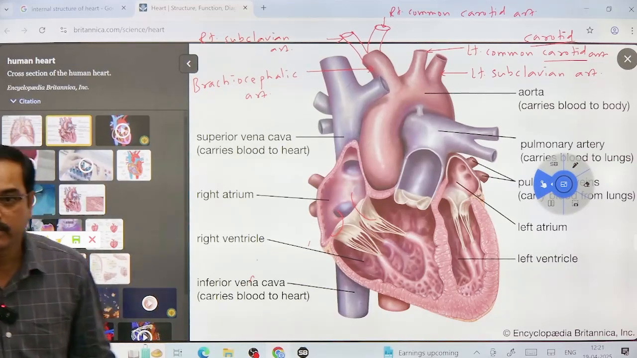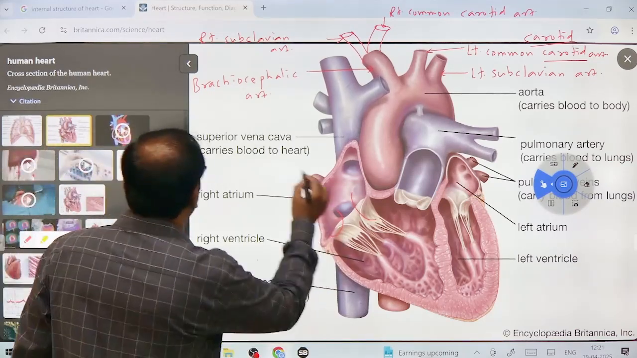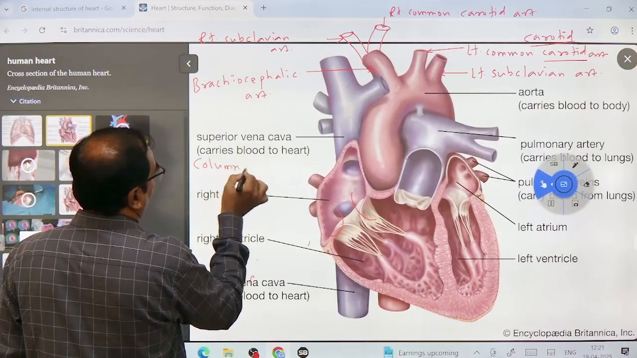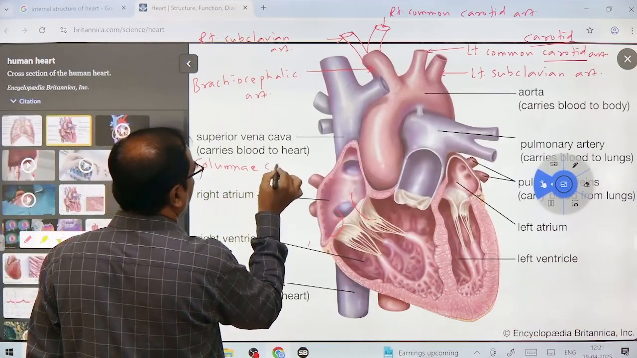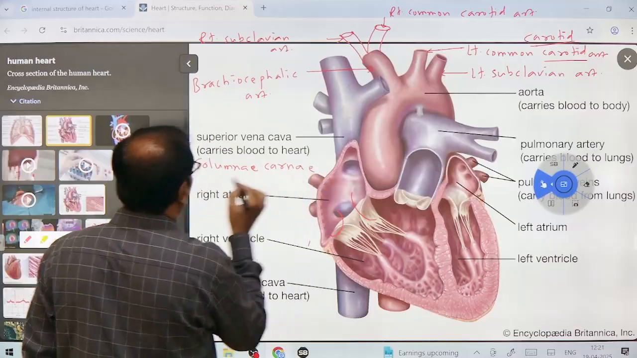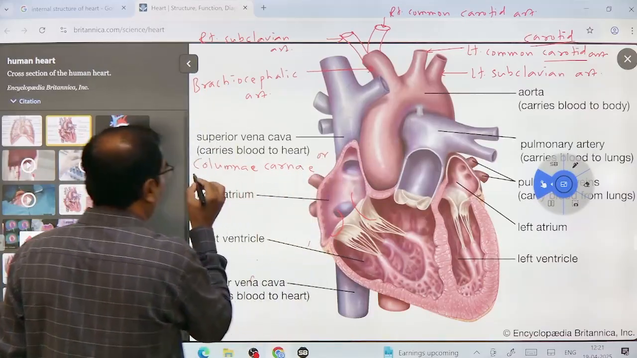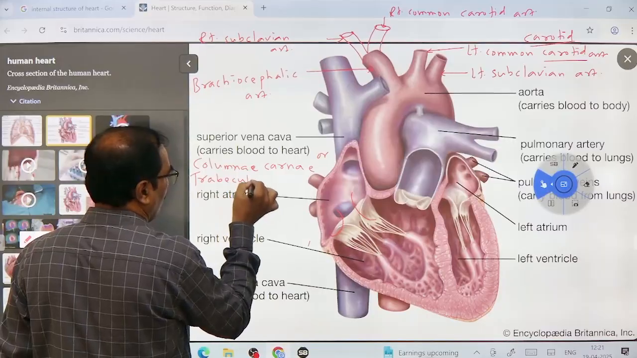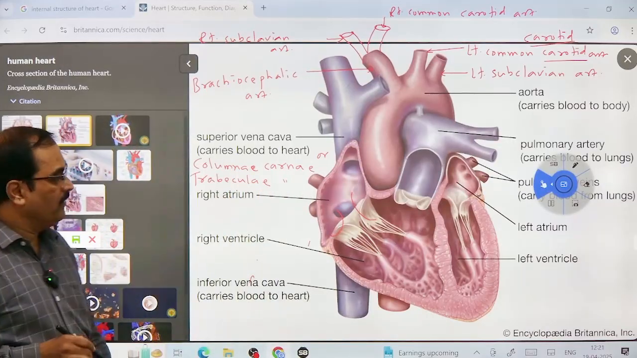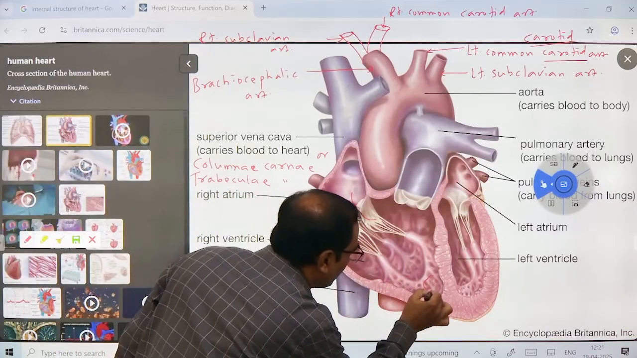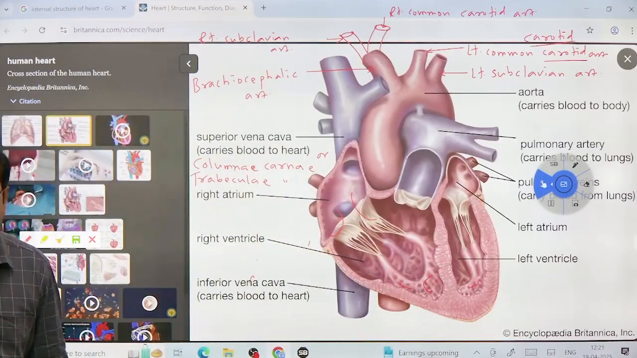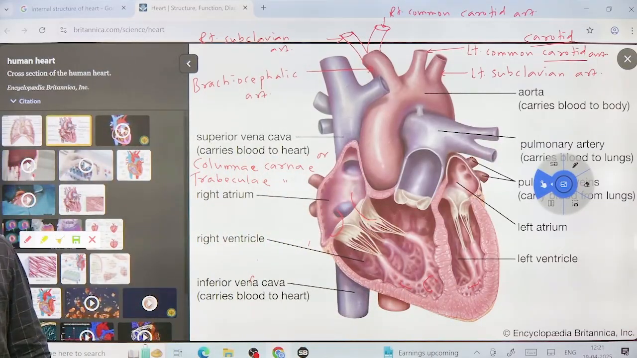Irregular. What is the name? Columni carni, or trabeculae. This irregular part, see this one. All this is irregular. Actually, we can say depressions.